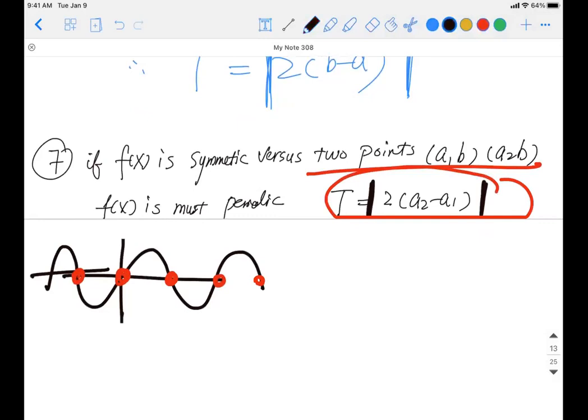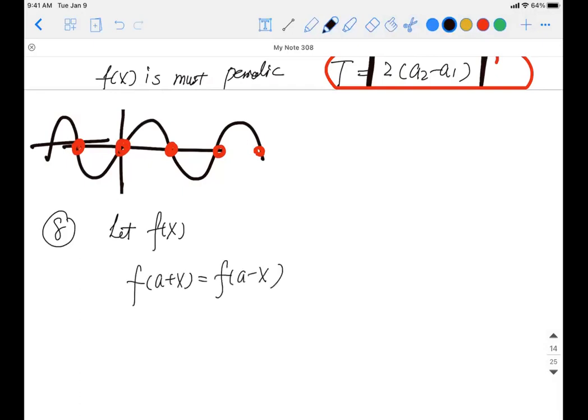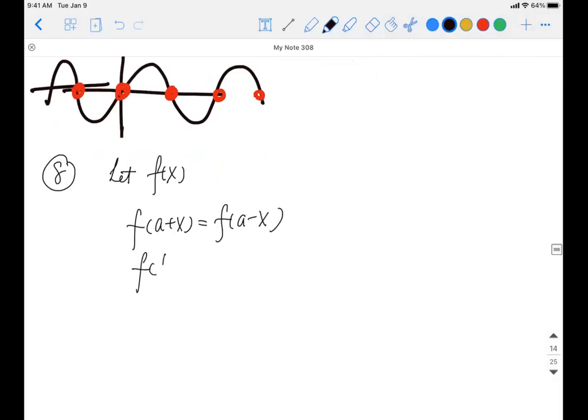Feel good? Let's go to number 8. Number 8 is also: let f(x), if you have f(a plus x) equals f(a minus x), this is the same thing, f(x) using x equals a as the symmetric axis. And this time it's going to equal minus f(b minus x).